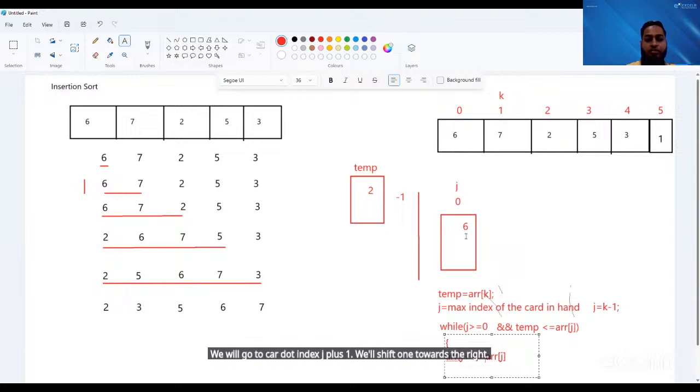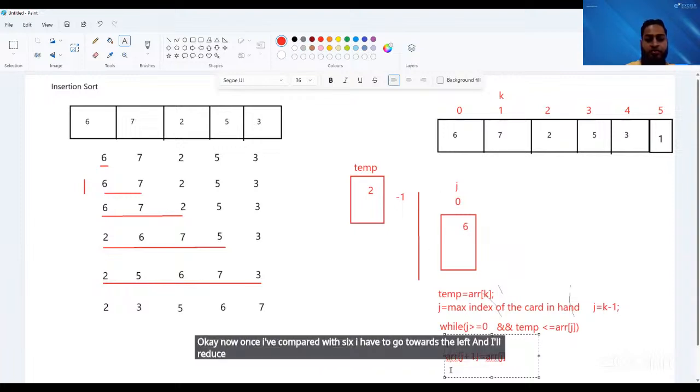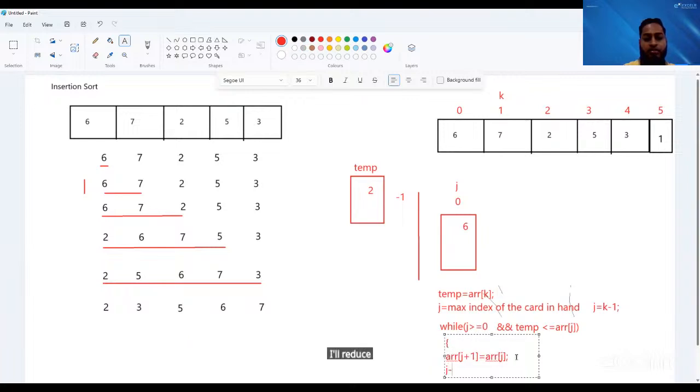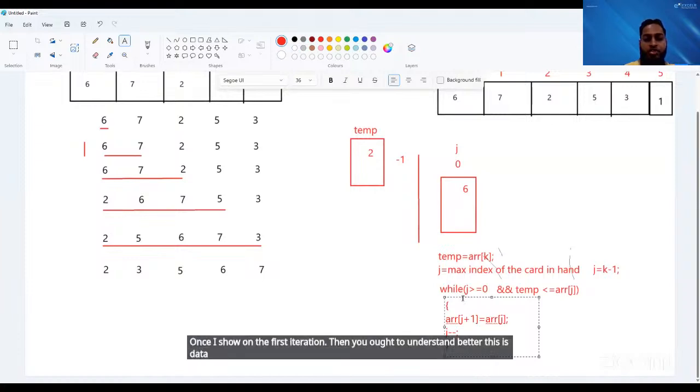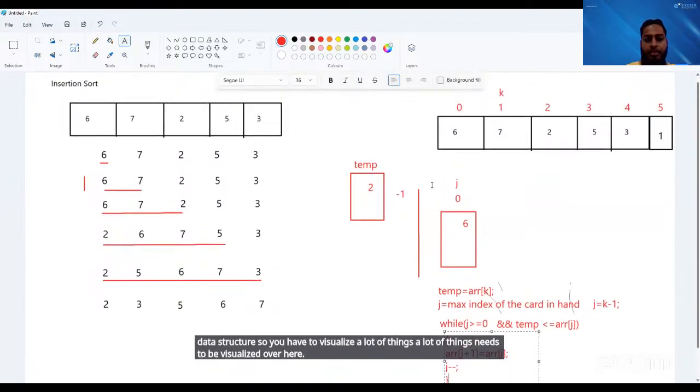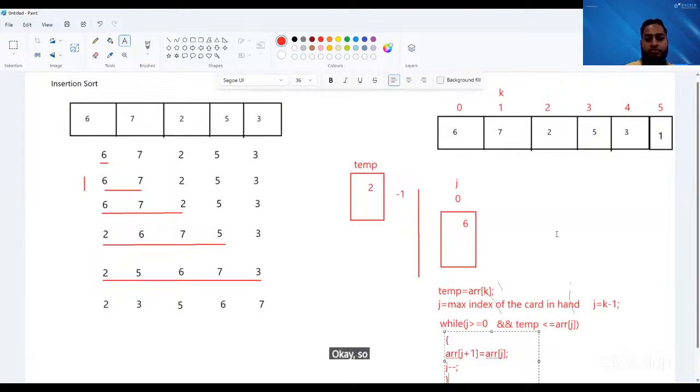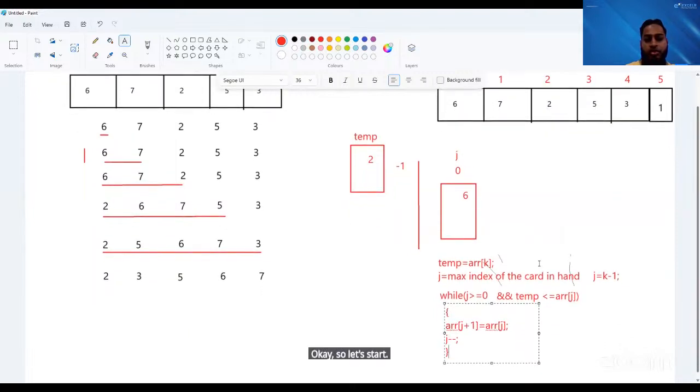Okay, now once I've compared with 6, I have to go towards the left and I'll reduce my J by 1. Once I show the first iteration, then you will understand better. This is data structures, so you have to visualize a lot of things. A lot of things need to be visualized over here. Okay, so let's start with this code.